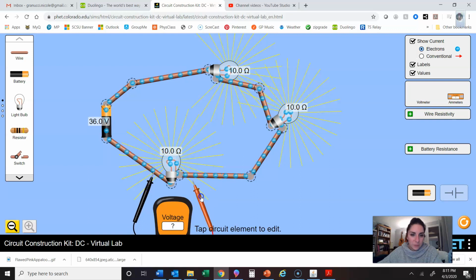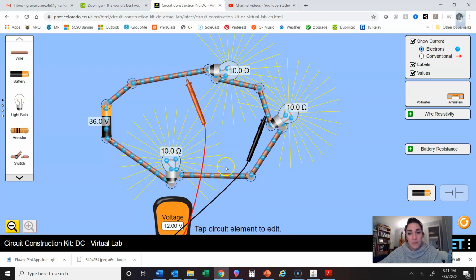If I measure the voltage, you'll see that I have 12 here, 12 here, and 12 here. Ignore the negative sign, but 12 plus 12 plus 12 is 36. So you can see how the voltage is split. Now, since the resistors are the same, they have the same voltage.